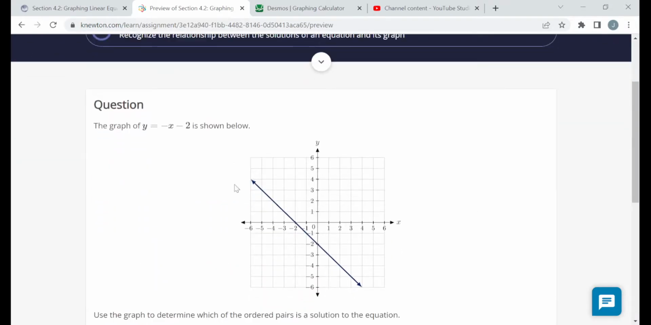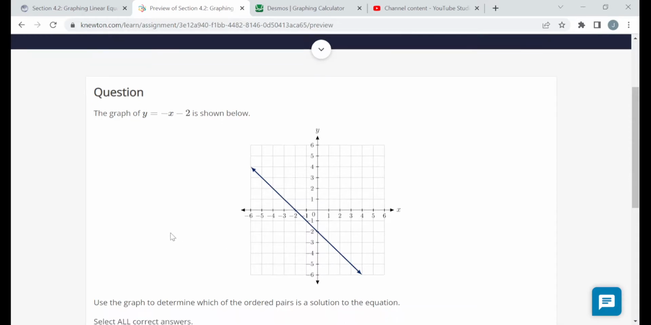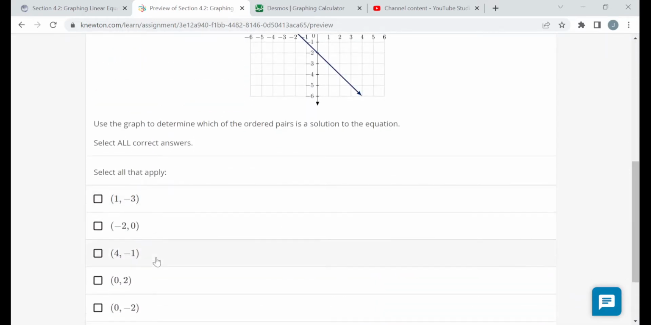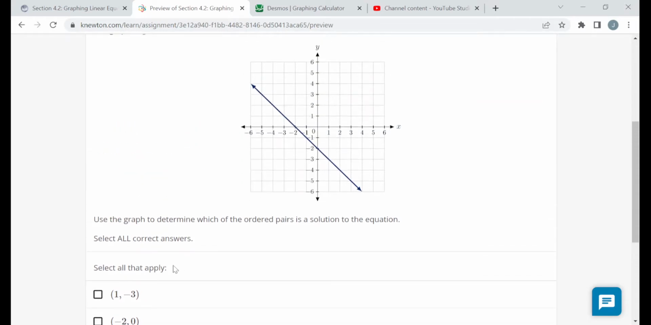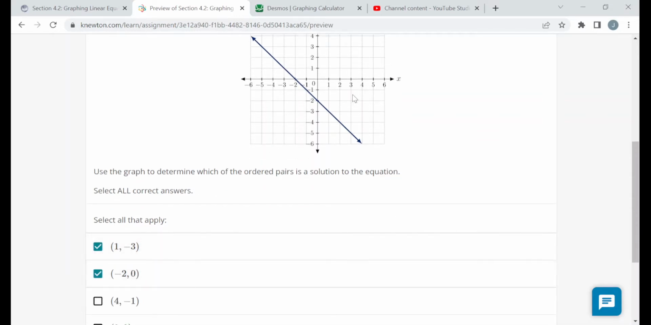Alright, and then one more of these. You're given an equation for a line, the graph of the line, and you're asked, are these ordered pairs solutions of the equation? Or in other words, are these ordered pairs points on this line? So how about 1, -3? 1 for x, -3 for y? Yes. -2, 0? Yes. 4, -1?